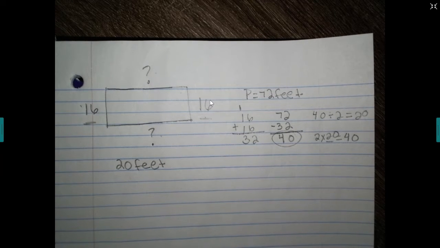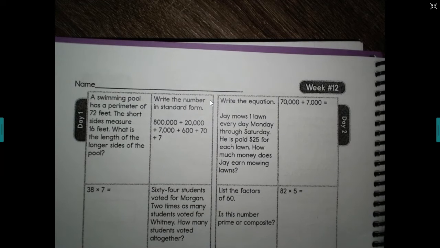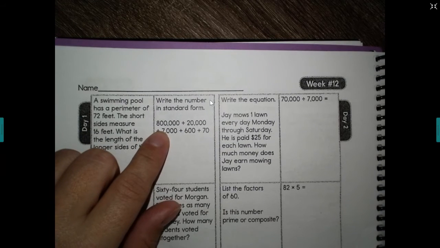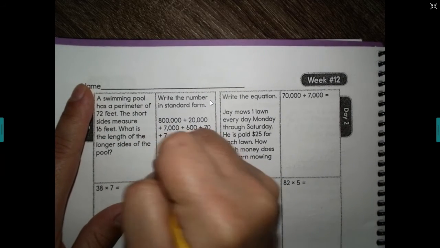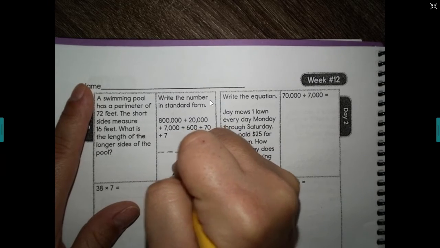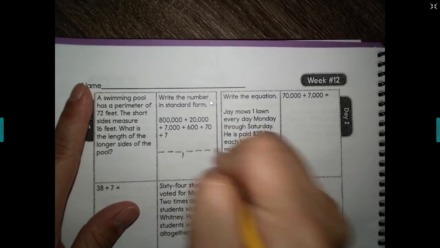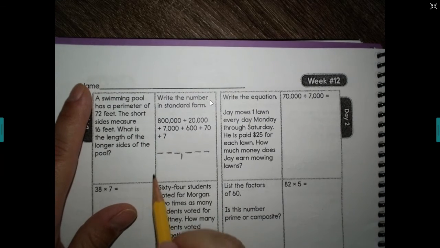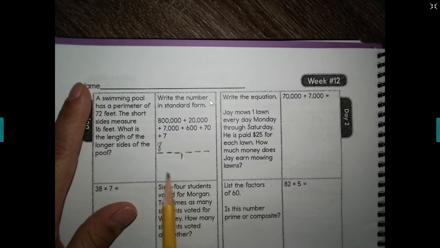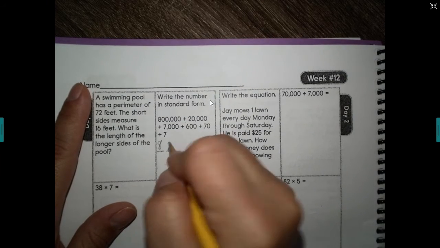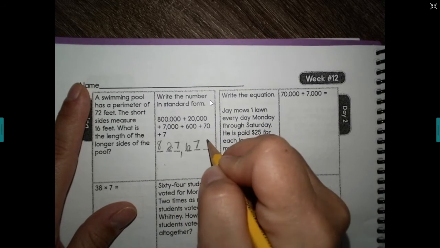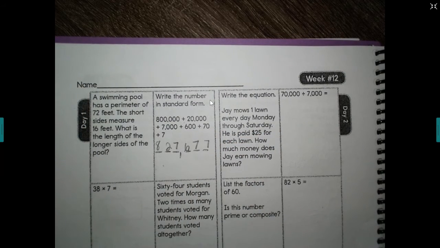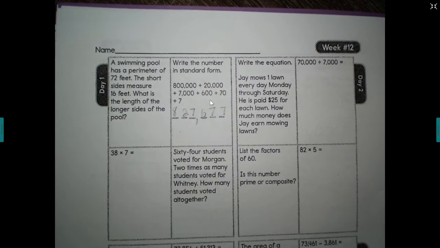All right, next problem. It says write the number in standard form. So we're first going to take the largest number, which is 800,000, and we know that it has 6 digits. So I'm going to make sure that my standard number also has 6 digits. All right, so the 800,000 goes in the hundred thousands place. We have 2 10,000s. We have 7 thousands. We have 6 hundreds. We have 7 tens and 7 ones. So you should have gotten 872,677.